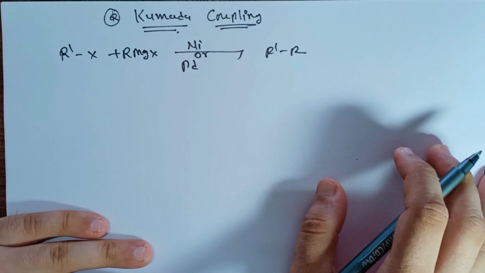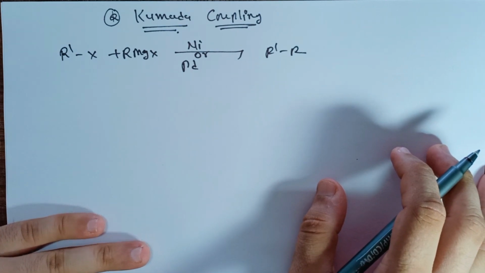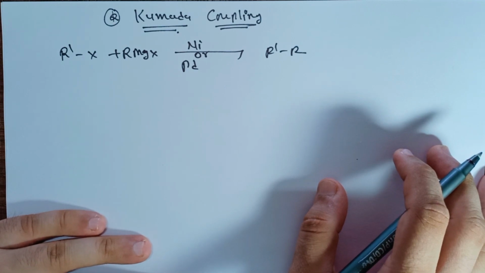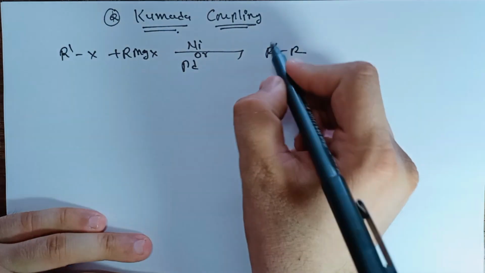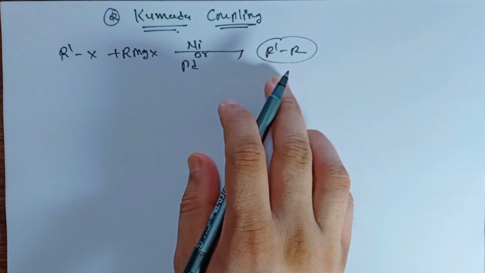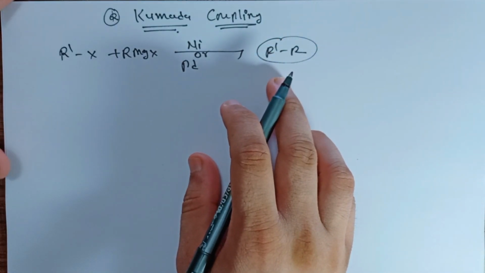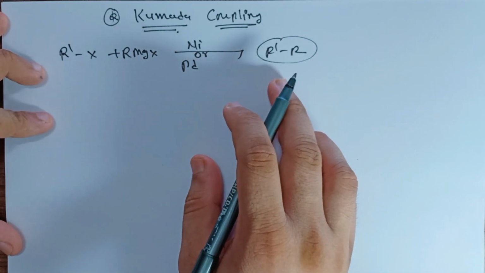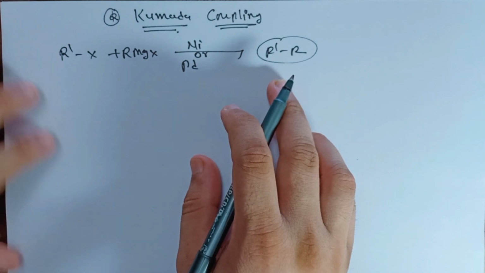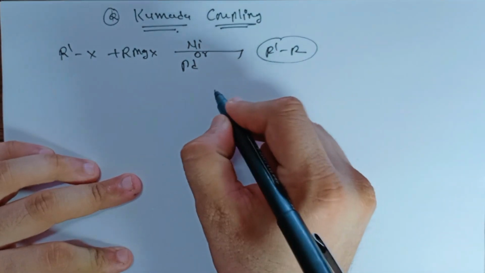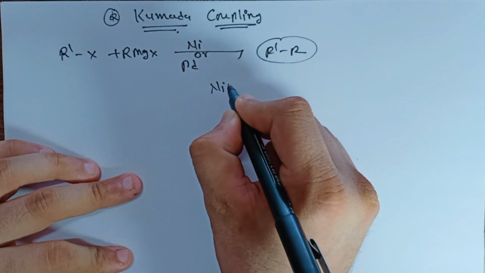Now here we have an R dash X reacted with the Grignard reagent in the presence of the nickel catalyst, or we can say the palladium catalyst. Here we have an R R dash product. Now this reaction is limited to the halide partners that do not react with the organomagnesium compound. You have to remember that this is a very limited reaction. Now let us understand its mechanism, or we can say the catalytic cycle.